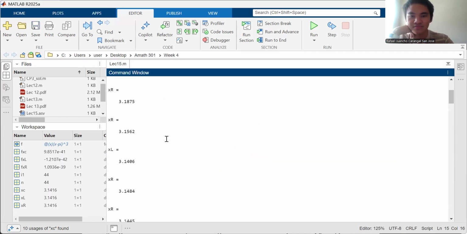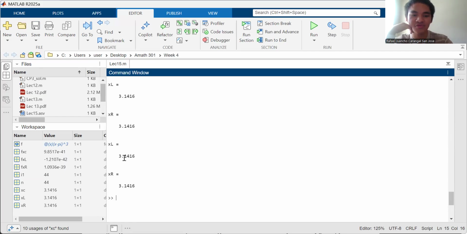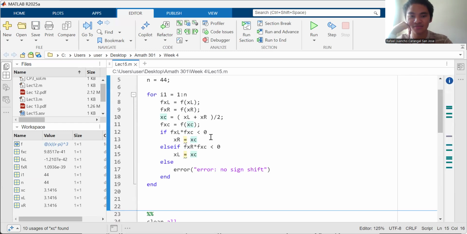There we go. So here, XR and XL, or actually my XR is going down from 3.5 to 3.25, my XL is going up. My XR is again going down. XL is going up. XR is going down. XL is going up until we reach the end. And we see here my XL and my XR reached 3.1416, right?